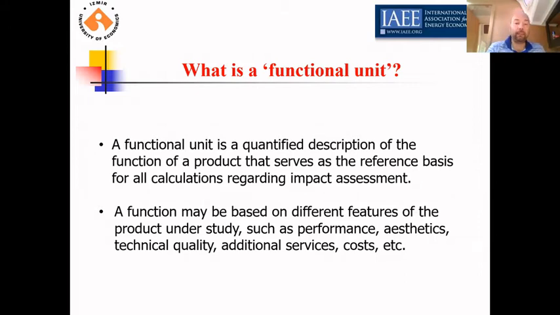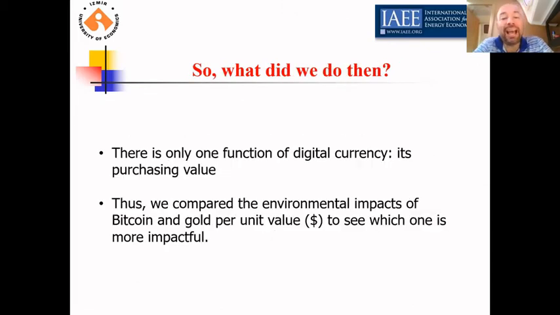So if we combine all those concerns about the relative environmental impact of Bitcoin and this definition, then we can get to the point that we wanted to focus on. In this study, we compared Bitcoin and gold production in terms of their environmental impacts per functional unit. And what can be the functional unit of these two? There is only one functional unit, their purchasing value. So we calculated the environmental impacts of Bitcoin and gold per unit value, and then we compared those two. All other comparisons, like the ones that we have seen earlier, are meaningless.